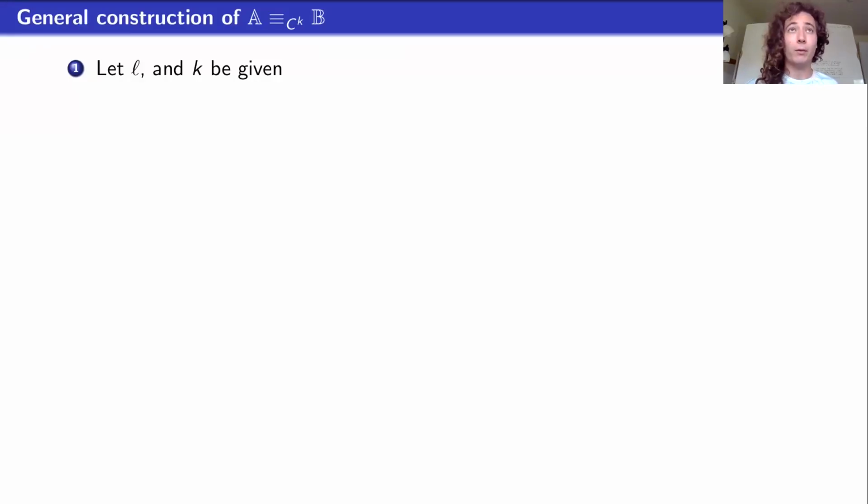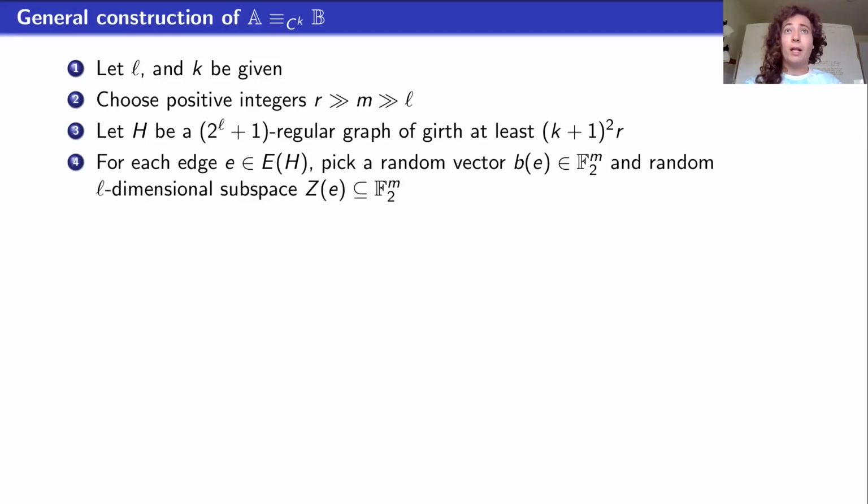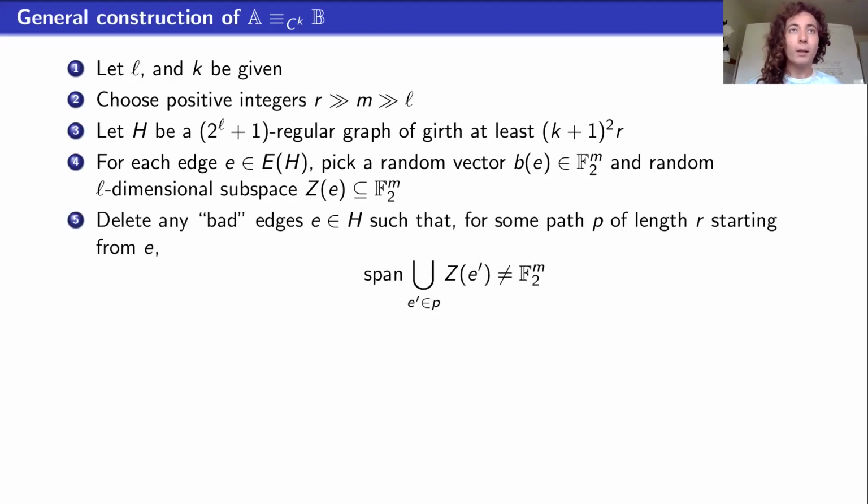Okay, so how do we define our A_k and B_k for this construction? Well, let's let k and L be given. Remember, L is just a parameter that affects the satisfiabilities of the two instances. So first we choose very large positive integers, R much bigger than M, much bigger than L. And then we pick some graph where every vertex has degree 2^L + 1, and it has girth at least (k+1)^2 R. So the length of the shortest cycle is at least (k+1)^2 R. Then for every edge, we associate a random vector b_e in the vector space F_2^M. In other words, the M-dimensional vector space over the two-element field, or binary strings of length M under the bitwise XOR operation. And we also associate a random L-dimensional subspace of this vector space to each edge, and we call that Z_e. Then the crucial step here is we remove any bad edges. And what's a bad edge?